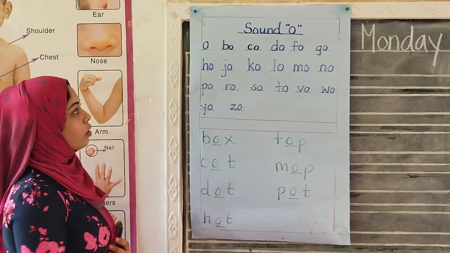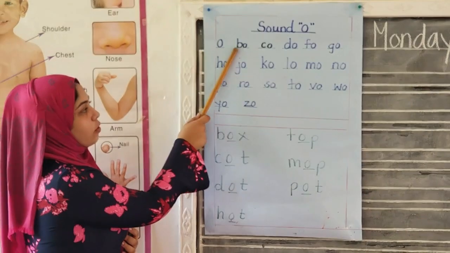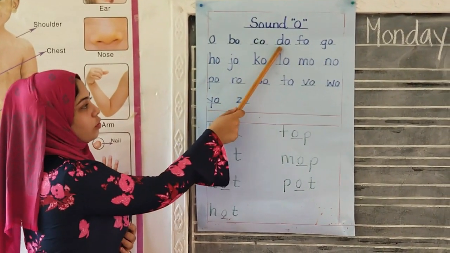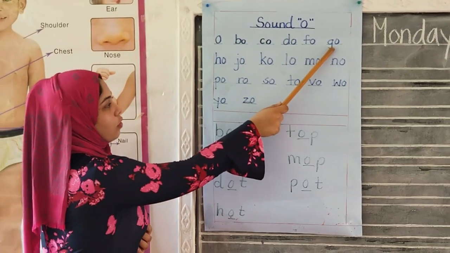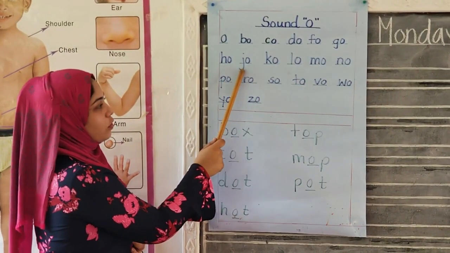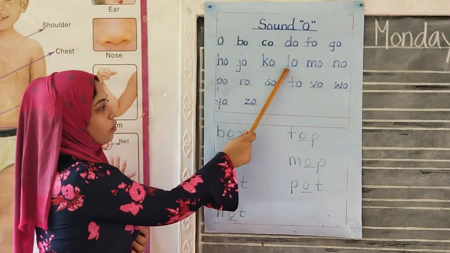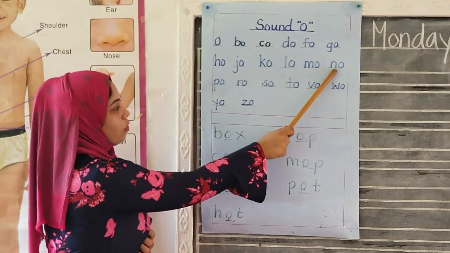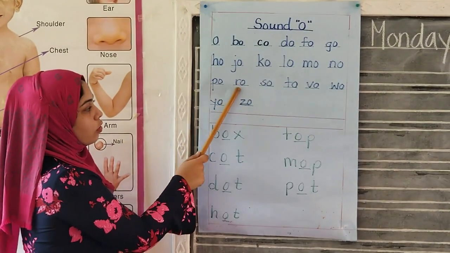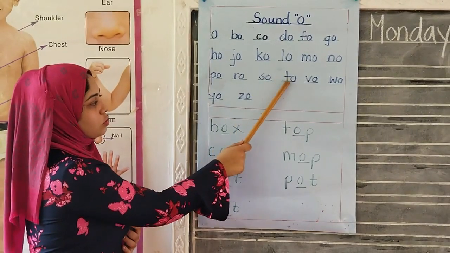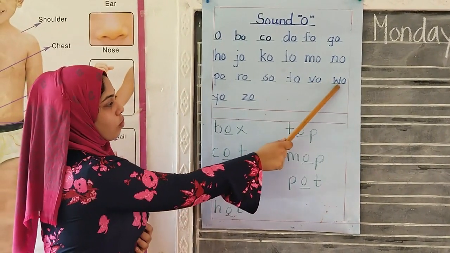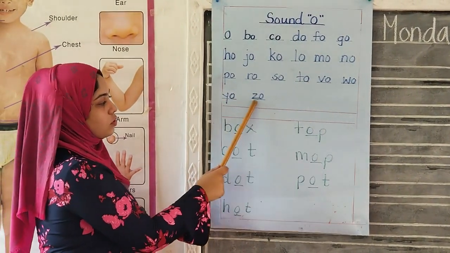Let's revise one more time. Sound O. O, bo, ko, do, fo, go, ho, jo, ko, lo. Mo, no, ho, ro, so. To, vo, wo, yo, zo.